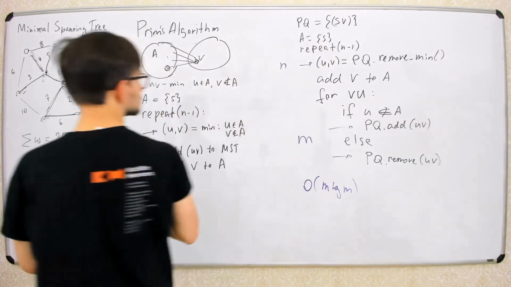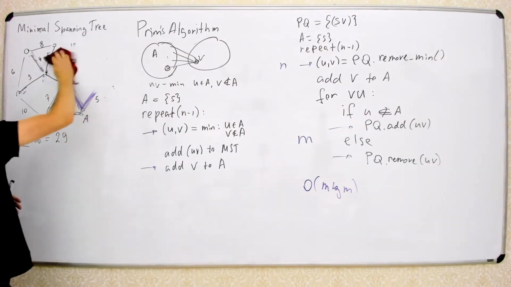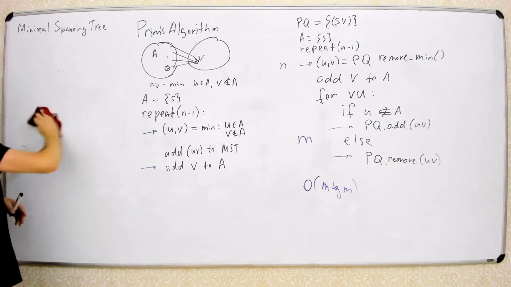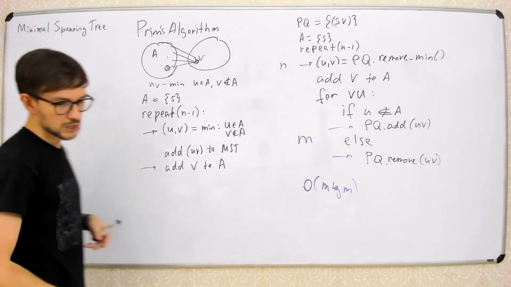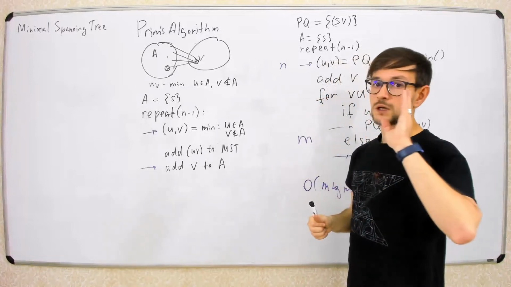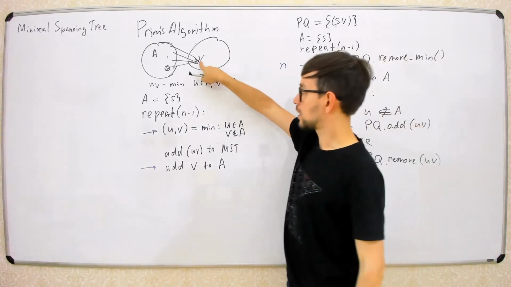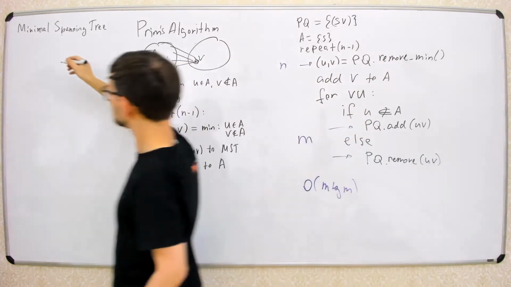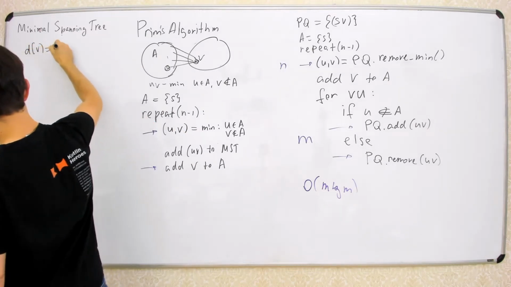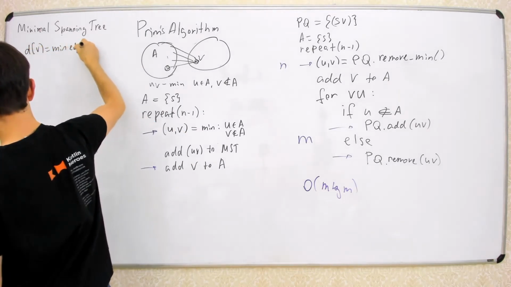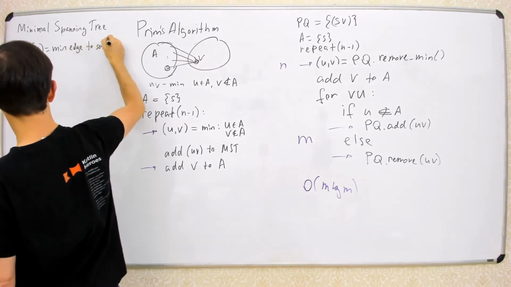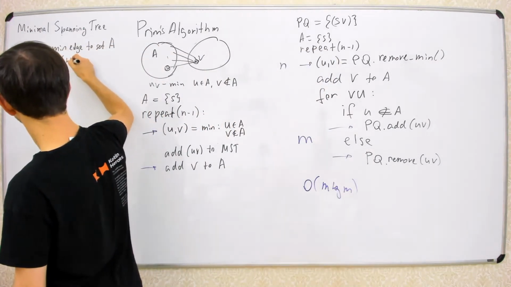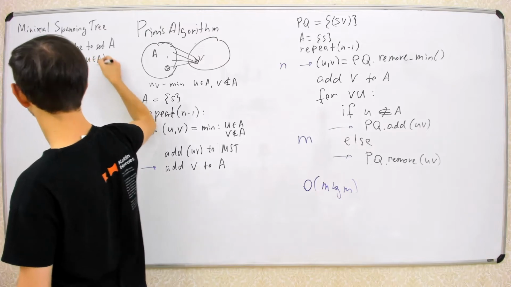Version 2. This graph is ruined, so. Okay. So the plan. For each node which is not in set A, we will remember the minimal edge which connects to it. So let's say D of V is the minimal edge to set A. It's the minimum of all weights UV such that U is in A.